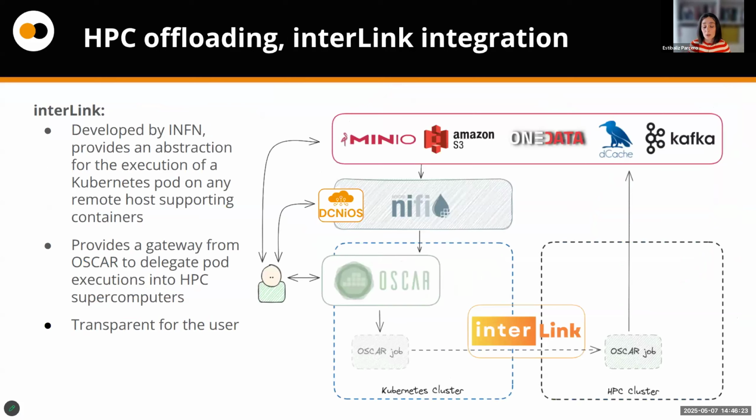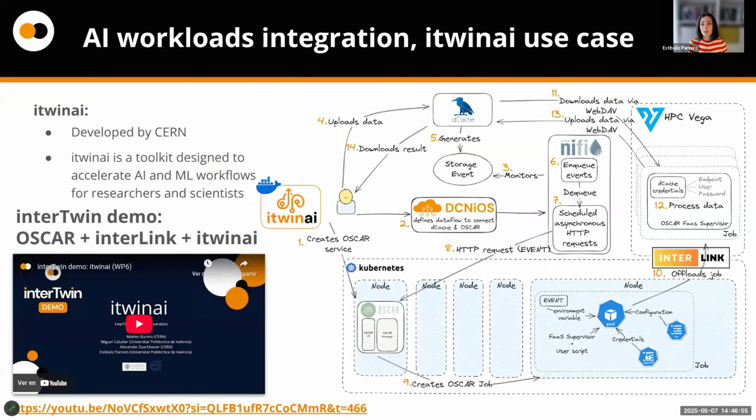In the second integration that we did, we used the interlink project, also developed inside the interTwin project. Is developed by the INFN and provides an abstraction for the execution of any Kubernetes pod on any remote host supporting containers. So with this tool, we could, from OSCAR, delegate pods to HPC supercomputers. And all of this is transparent for the user. Here we have a detailed diagram of the demo that we performed using the iTwin AI tool, already presented by Matteo and Rakesh.